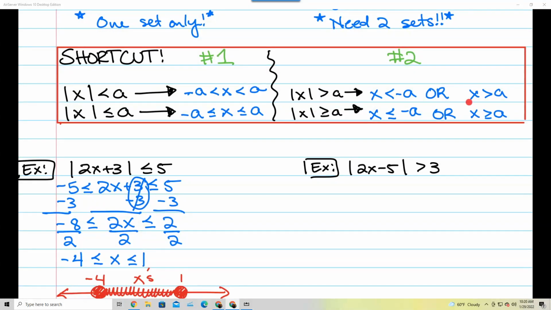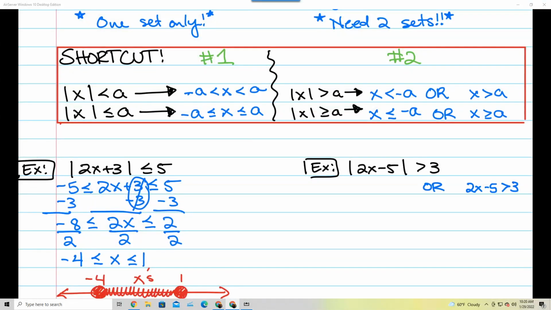The second set is the easier one because you just keep it exactly the way it is. So I'm just going to go ahead and keep that. It's going to say 2x minus 5 is greater than 3. So let me go ahead and write that down. That's going to be my second set. 2x minus 5 is greater than 3.